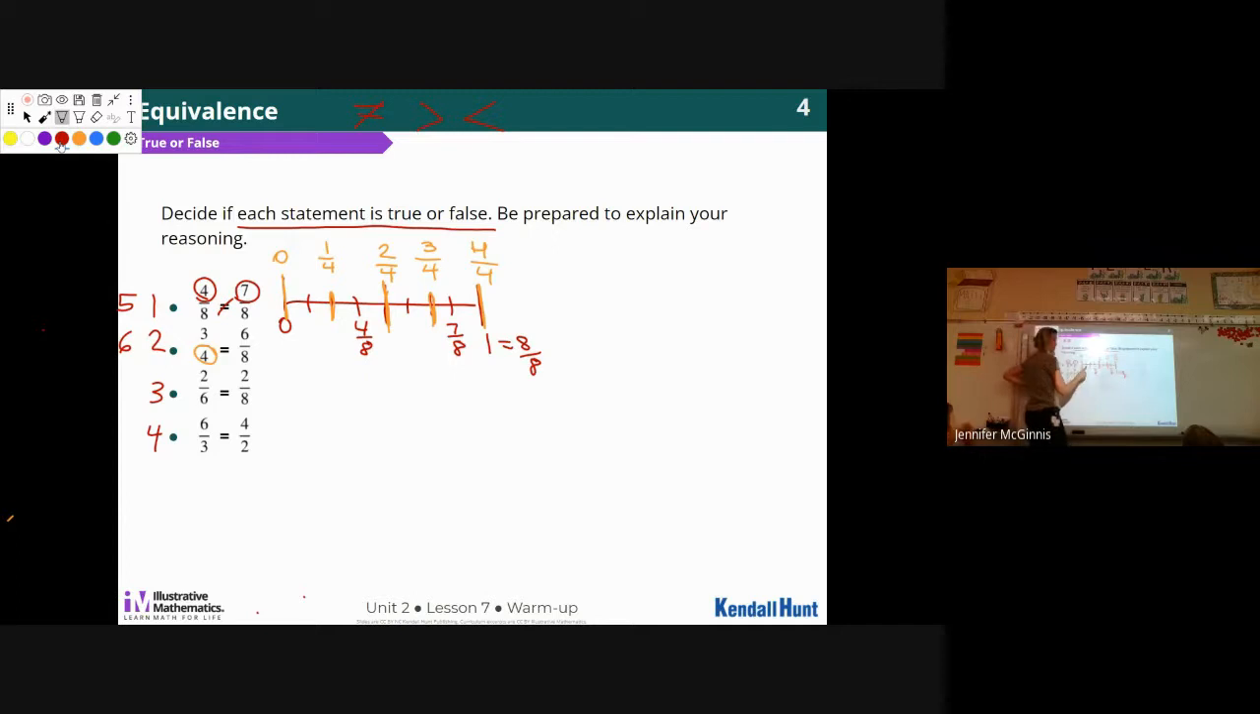What's this tick mark called? 1/8. 2/8. 3/8.